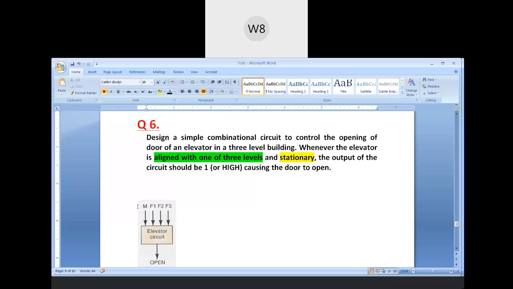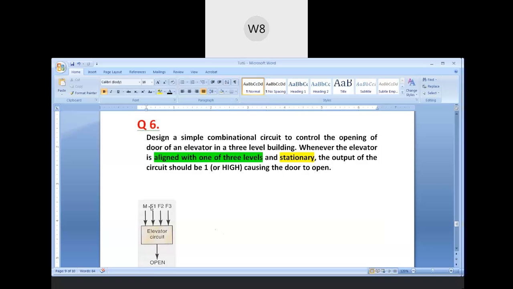So the elevator circuit will take 4 variables and it will give value 1 whenever the elevator is stationary and it is aligned with one of the levels. Using this idea, we will have to fill the function table. This circuit is a function of 4 variables and it will take value 1 when aligned with a level and stationary. And for other cases, we will take don't care.